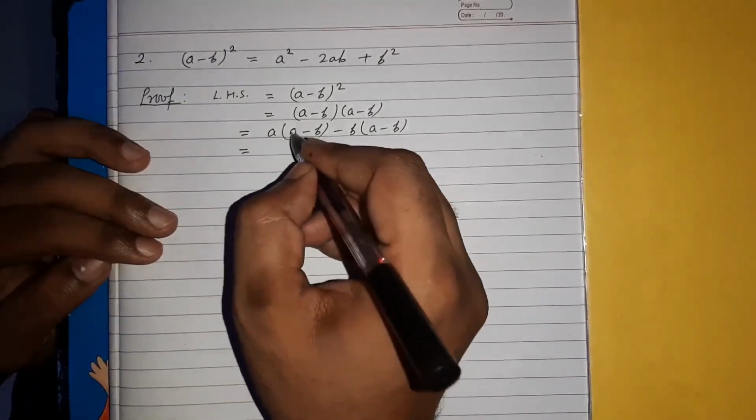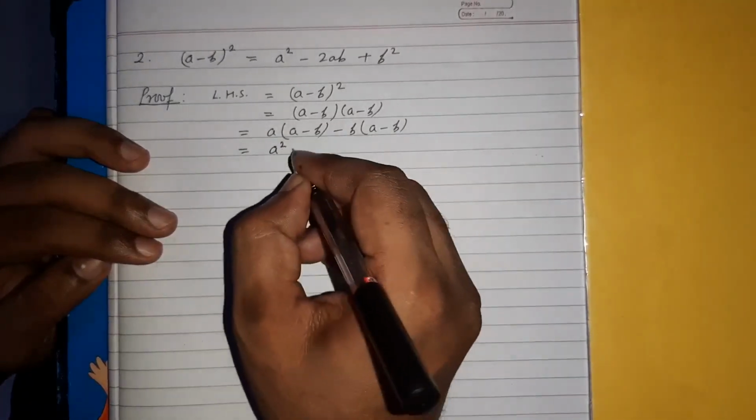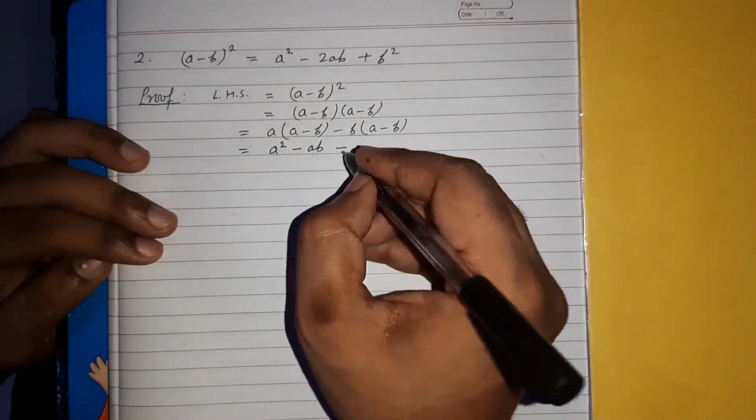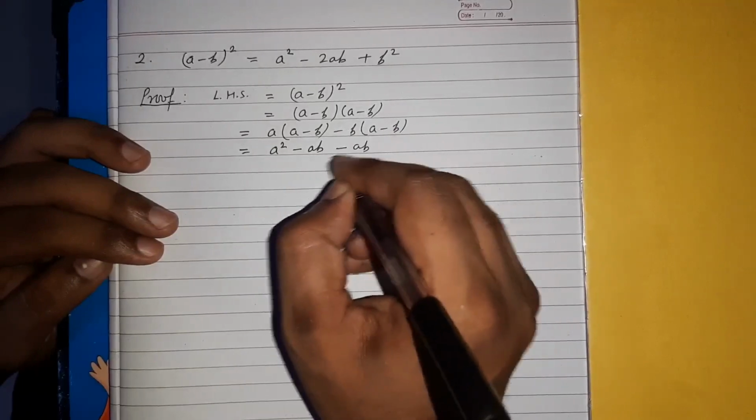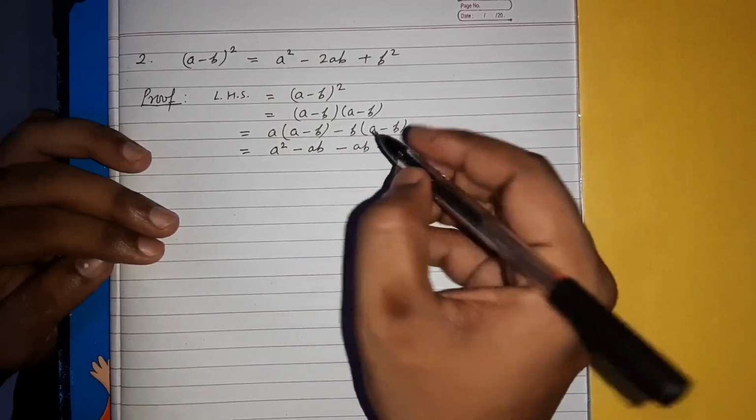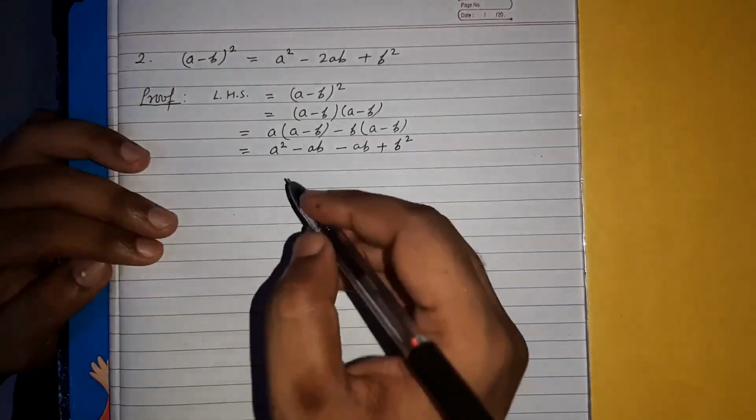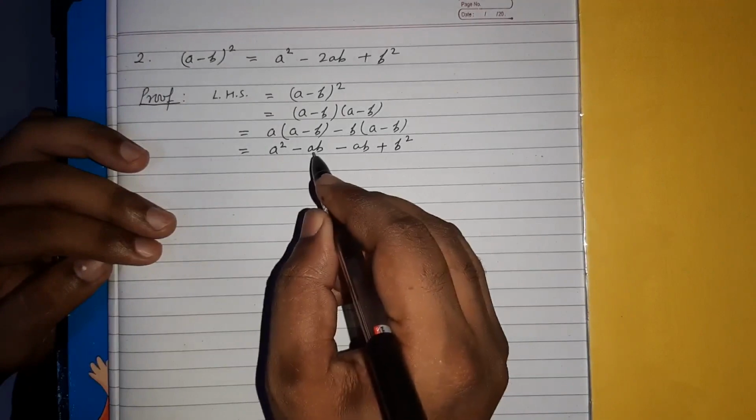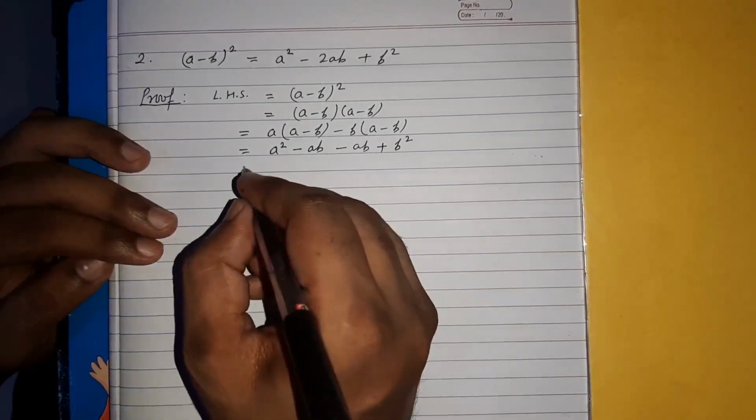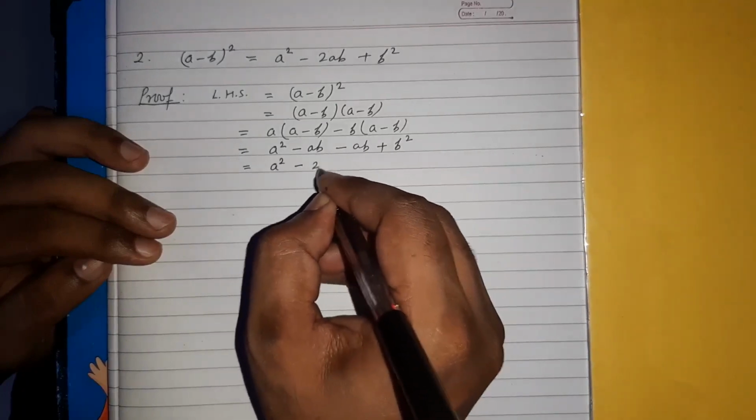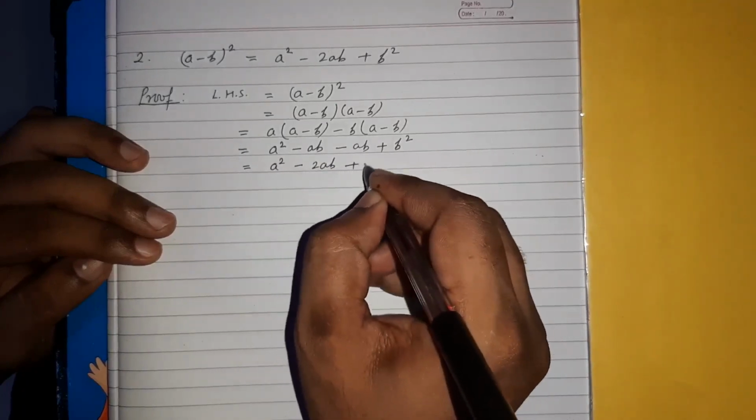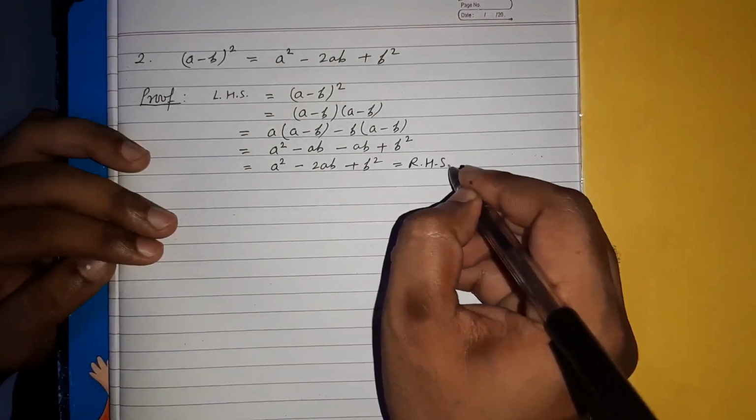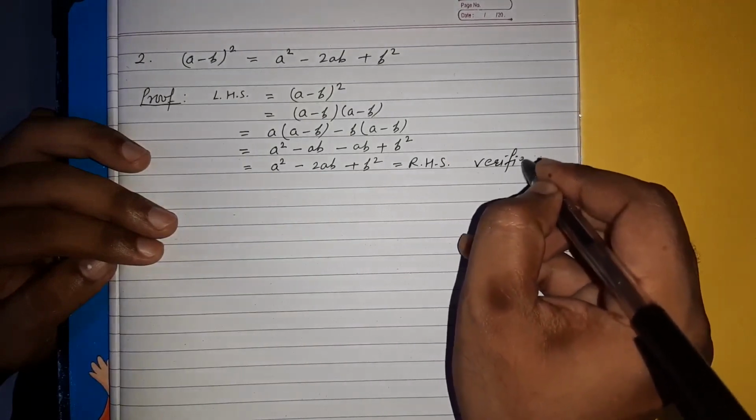So a multiply a is a square, minus a multiply b, ab. And here b multiply a is ab, and minus multiply minus is plus, and b multiply b is b square. Now you can see ab and ab both are negative terms, and both are like terms also, so it will be minus 2ab. So a square minus 2ab plus b square, which is equal to the RHS part of this equation. So this result is verified.